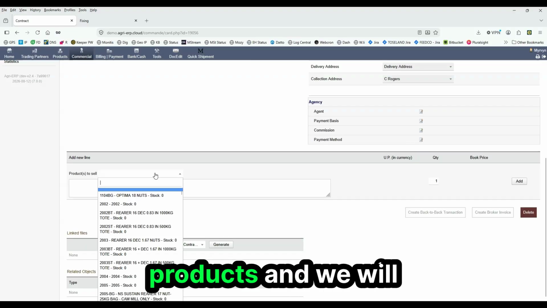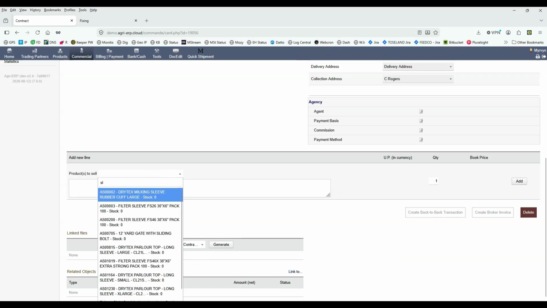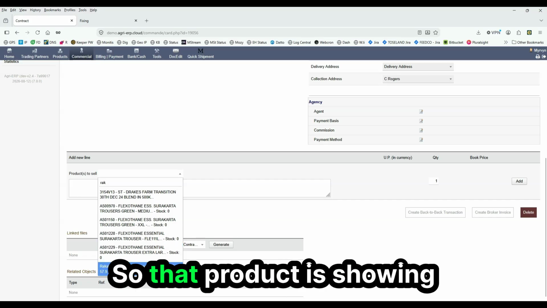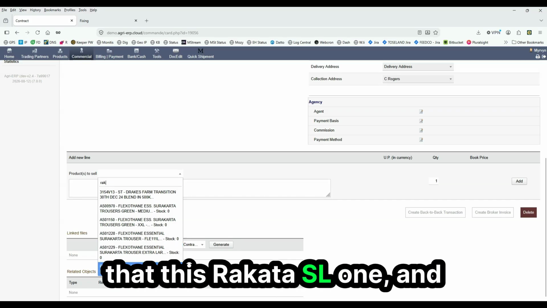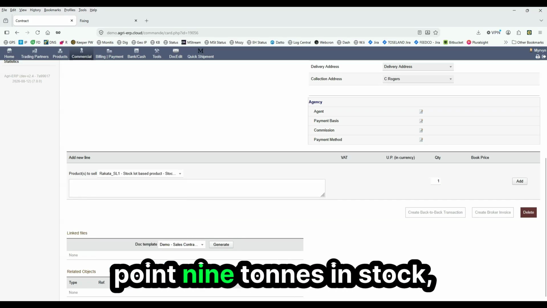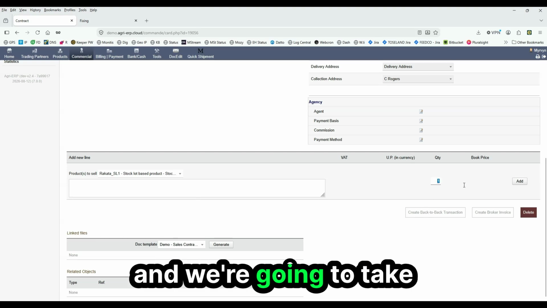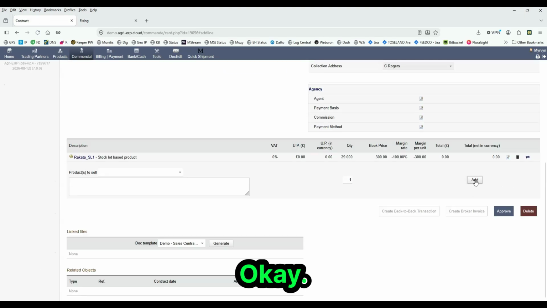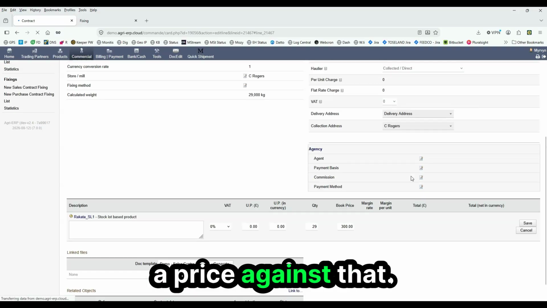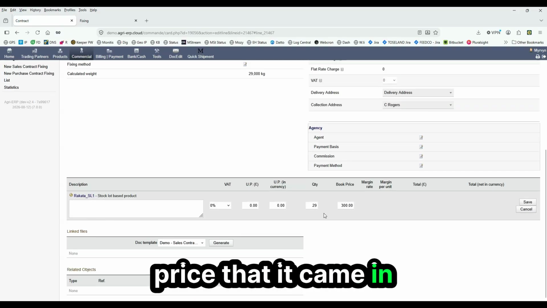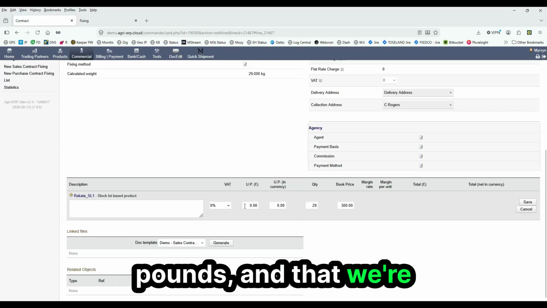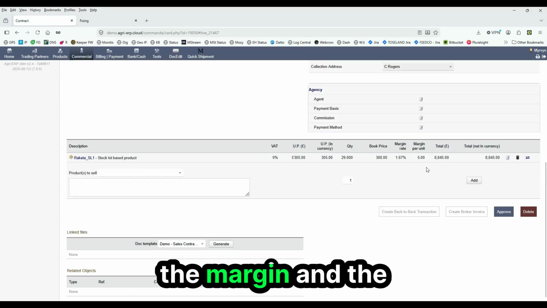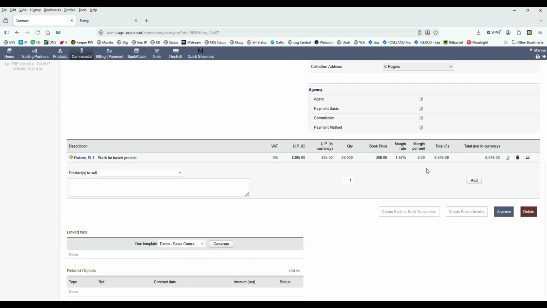We go to our products and we will find that. There we go. So that product is showing this Ricata SL1, and now we've got 57.9 tons in stock, and we're going to take 29 tons of it. Okay, and we can go and settle a price against that. We can see that the price that it came in was £300, and that we're going to sell that at about £305. So we can see here the margin and the profitability on it. We'll approve that.